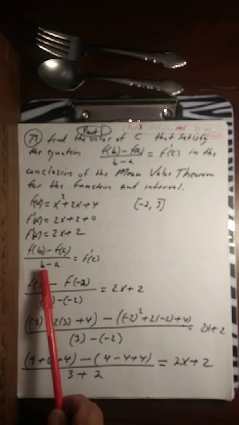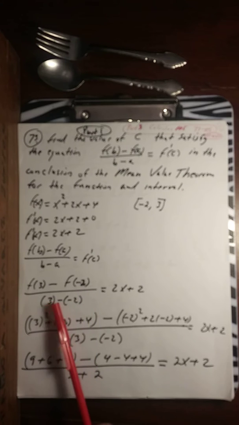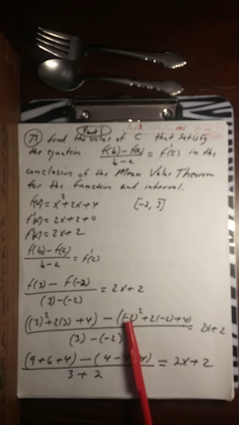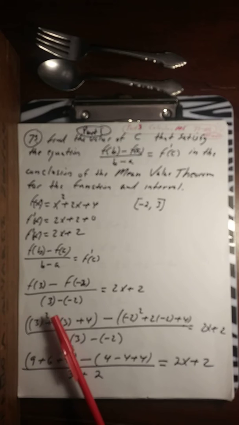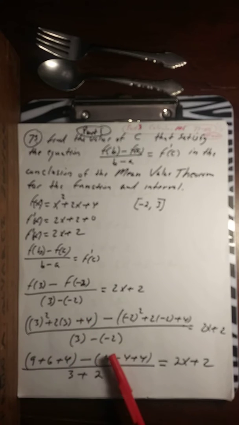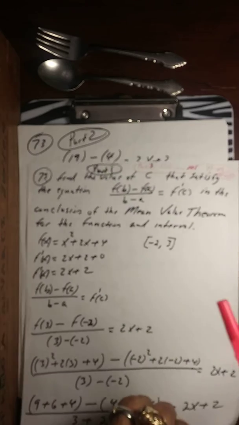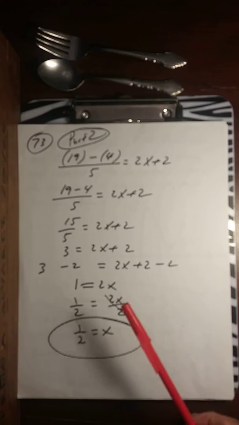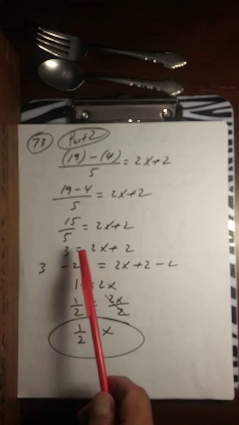Now f of b minus f of a over b minus a, so f of 3 minus f of negative 2, over 3 minus negative 2. That's going to be 3 squared plus 2 times 3 plus 4, minus negative 2 squared plus 2 times negative 2 plus 4. That's 9 plus 6 plus 4, minus 4 minus 4 plus 4. All this together gives you 19 and 4. So 19 minus 4 is 15. 15 divided by 5 is 3. So 3 equals 2x plus 2.